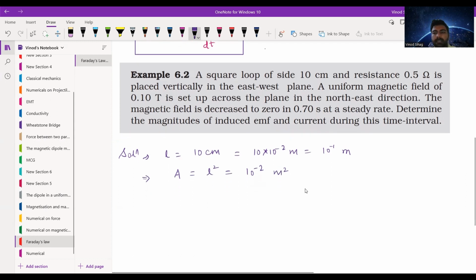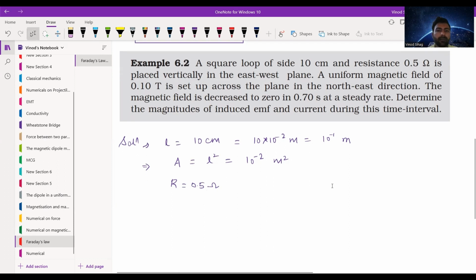And what is the resistance here? So resistance is R equals to 0.5 ohm, it is given. 0.5 ohm. Okay. And it is placed vertically in the east-west direction. Okay, if we see plane wise, then how can we say that?